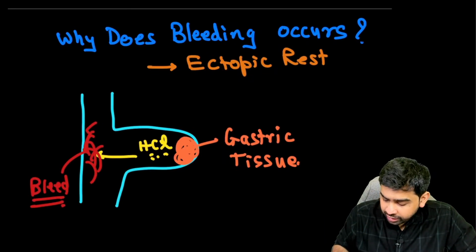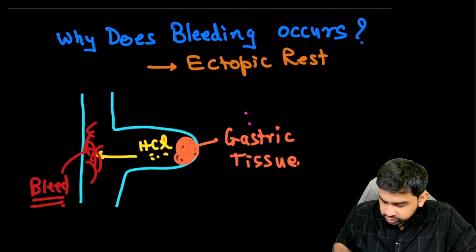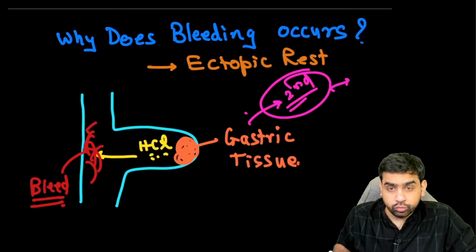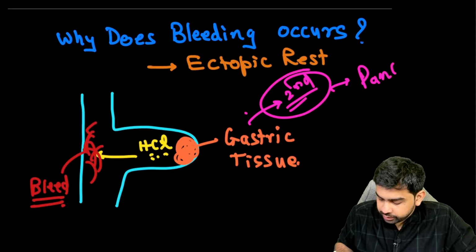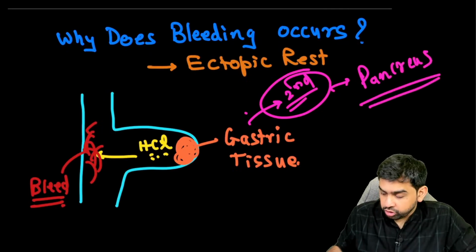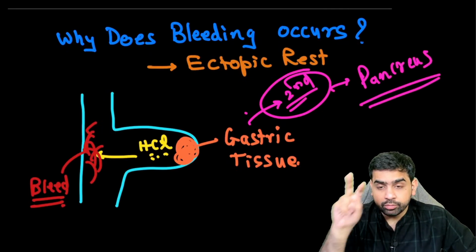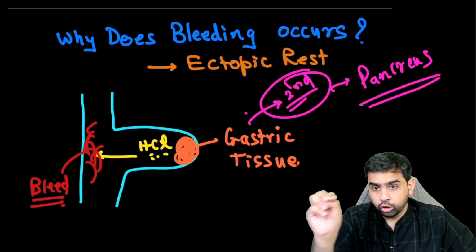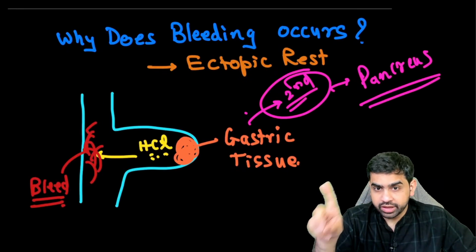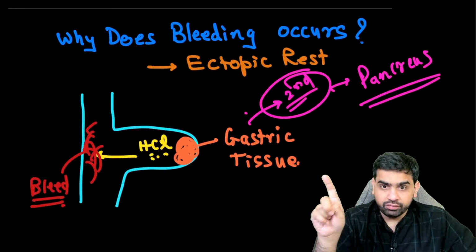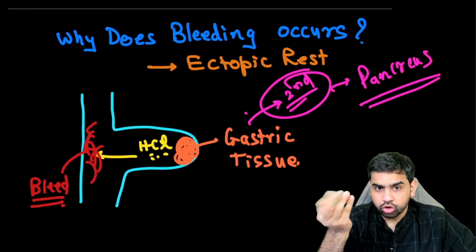But along with that, what is this? If I ask you what is the second most common ectopic tissue present over here, it is the pancreas. Please remember this point. This has been asked. So in Meckel's diverticulum, the 2 most important ectopic tissues are: most common is gastric, second most common is pancreatic tissue. Very, very important.